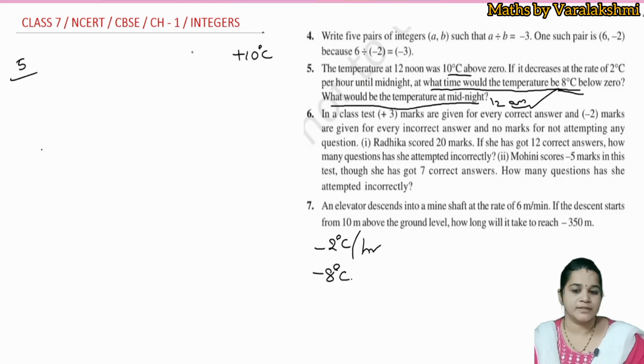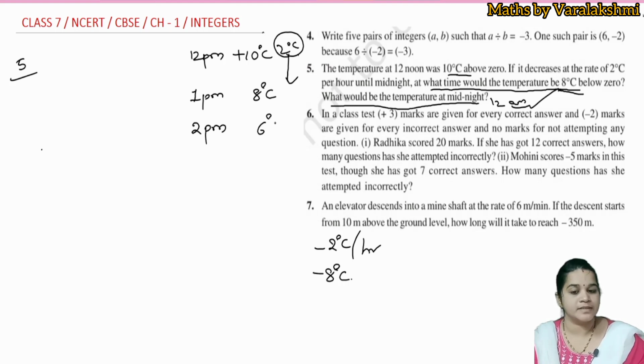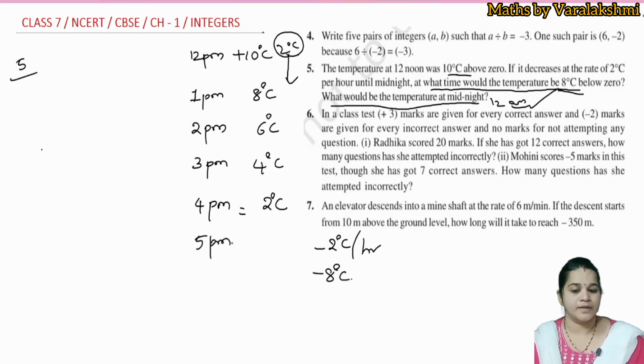The temperature at 12 noon, which means at 12 p.m., is 10 degrees centigrade and it is decreasing 2 degrees centigrade per hour. That is, at 1 p.m. it is 10 degrees centigrade minus 2 degrees centigrade, that is 8 degrees centigrade. Then at 2 p.m. it will be 6 degrees centigrade. Then at 3 p.m. it will be 4 degrees centigrade. Then at 4 p.m. it will be 2 degrees centigrade, and at 5 p.m. it is 0 degrees centigrade.